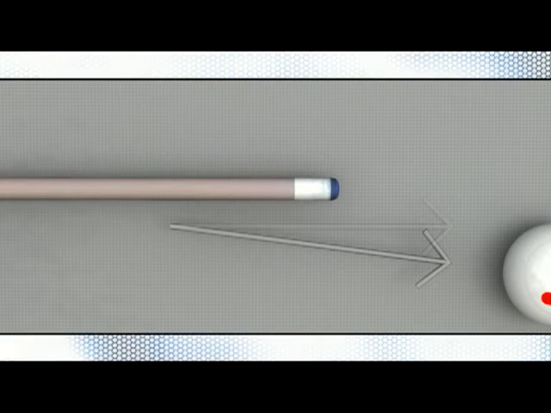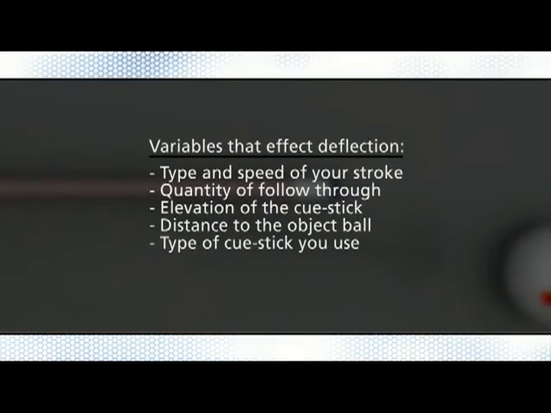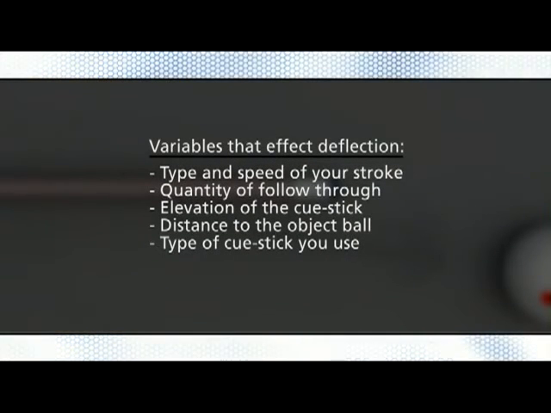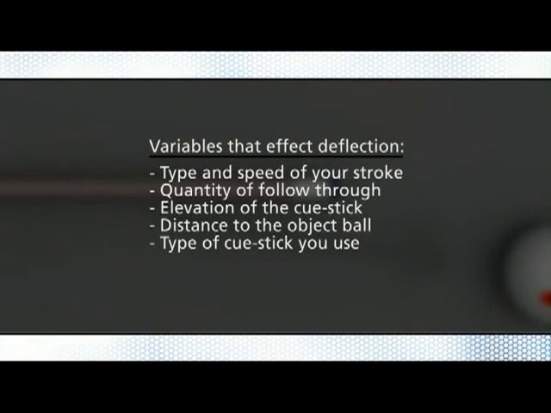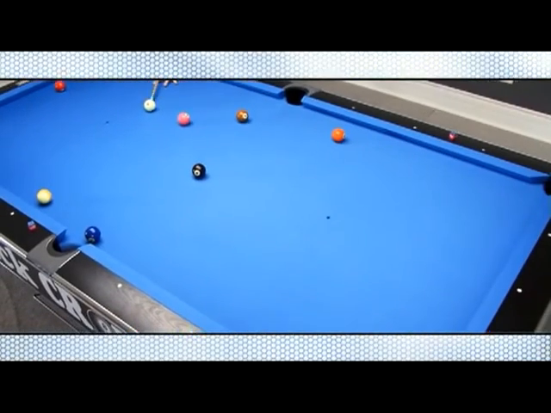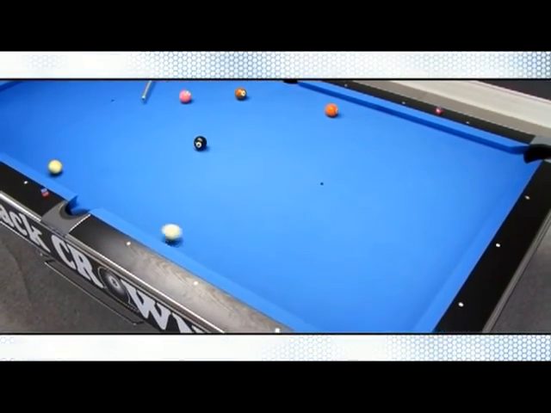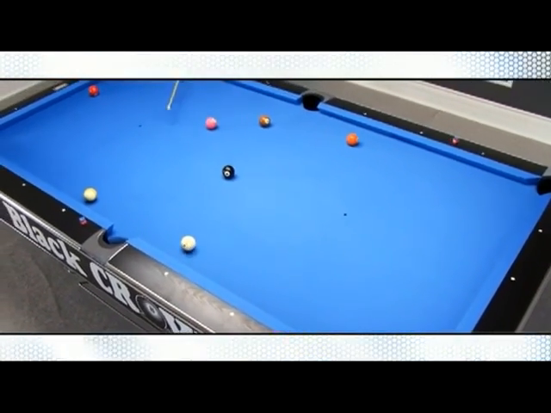How much compensation you make depends on many things, including the type and speed of your stroke, the quantity of follow-through, the elevation of the cue stick prior to contact with the cue ball, the distance to the object ball, as well as the type of cue stick you play with. If this sounds complicated, it's likely because it actually is.